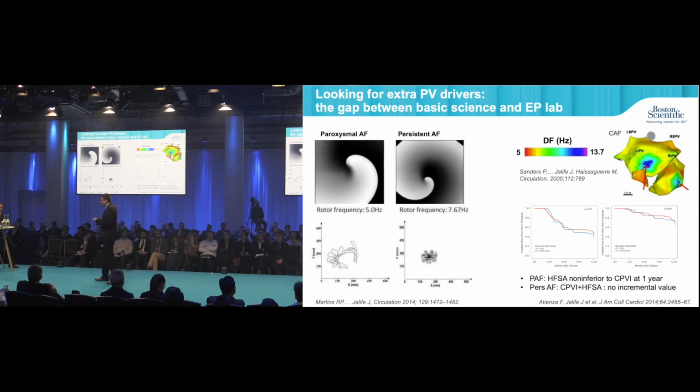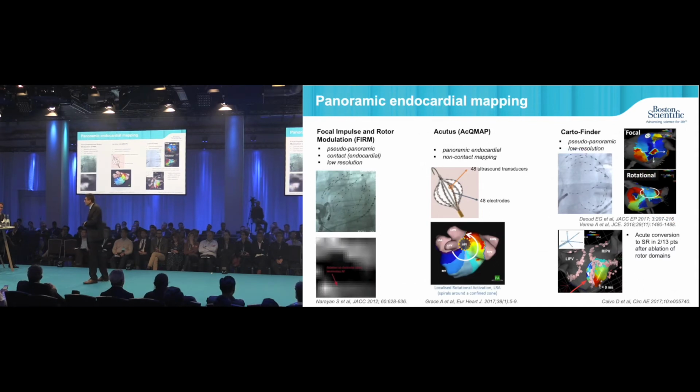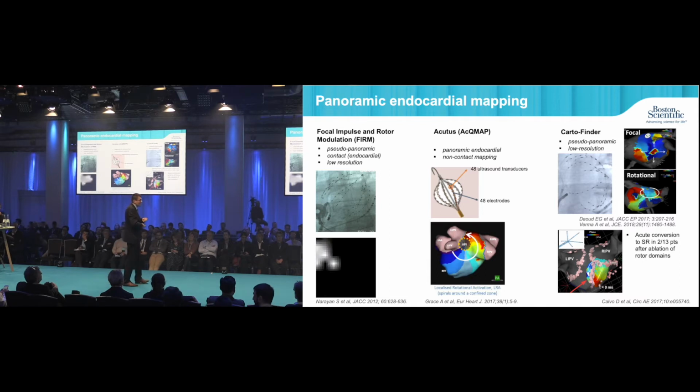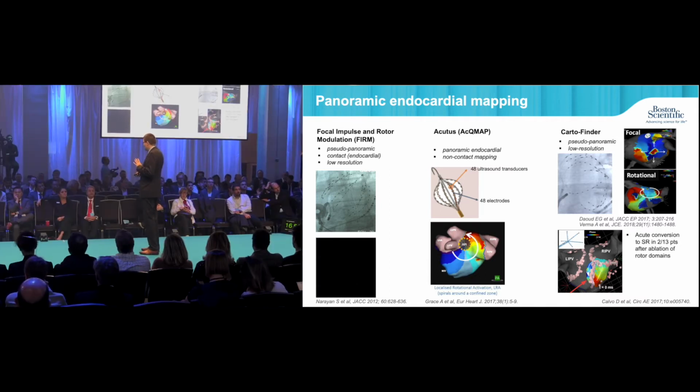When you try to map AFib in persistent AFib patients, of course, the most intuitive way to do it is panoramic endocardial mapping. And you are all aware of the Topera technology, which is a pseudo-panoramic, contact, but low-resolution technology, showing rotational sites but also focal activation patterns. The initial results brought a lot of enthusiasm in the EP world, but subsequent randomized controlled studies were a little bit disappointing. Some other studies are still going on, so the story is probably not finished yet.